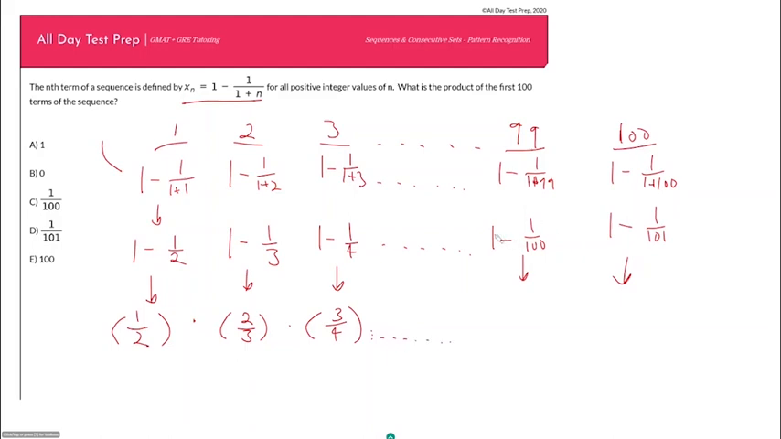So our second to last term should be 100 over 100 minus 1 over 100. So that's just 99 over 100. Which makes our final term equal to 100 over 101.